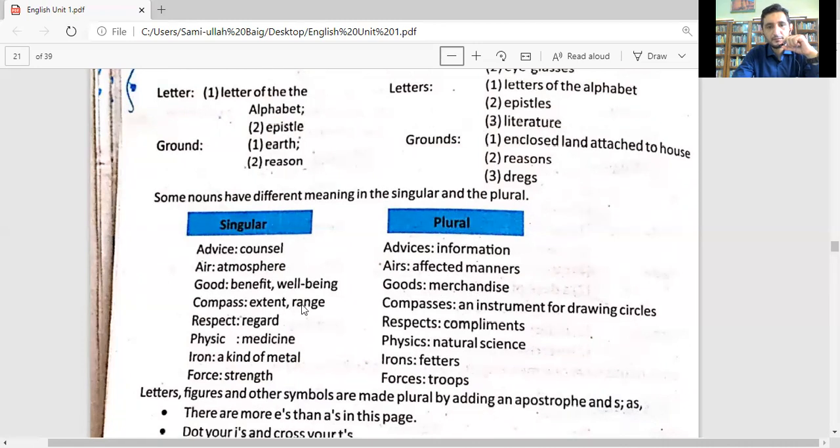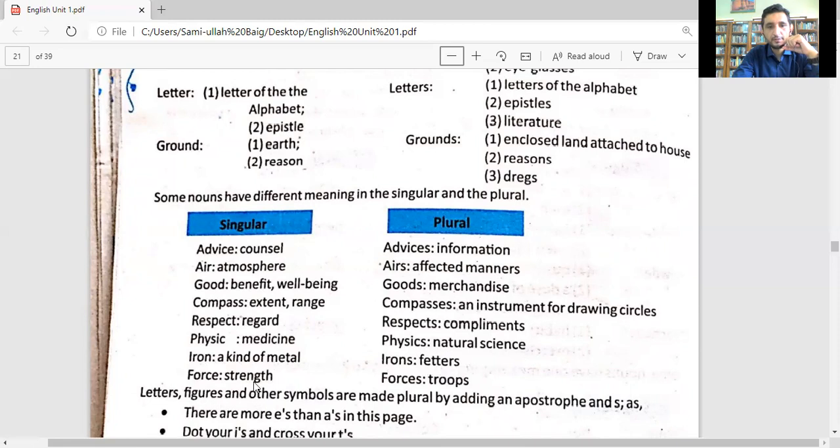Compass. वैसे तो एक इंस्ट्रूमेंट भी होता है, but when we use it in another sense, it means the range or the extent of something. But compasses, it's plural. They are instruments for drawing circles. Physic is used for a medicine man, but physics, natural sciences, it's a subject that you read. And then iron, iron as you know is a metal, but irons means fetters, any chains. जंजीरों के लिए irons लफ्ज़ use होता है.